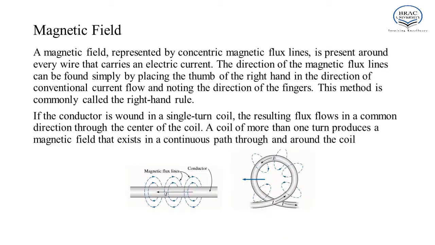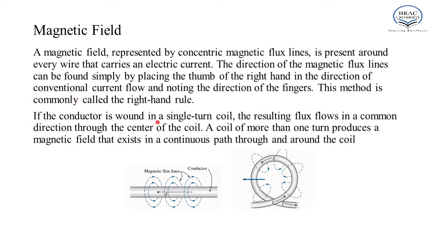Magnetic field. A magnetic field represented by concentric magnetic flux lines is present around every wire that carries an electric current. That is, any electric wire that carries a current will have magnetic flux lines around it in a circular form. The direction of the magnetic flux lines can be found simply by placing the thumb of the right hand in the direction of the conventional current and noting the direction of the fingers indicating the direction of the magnetic flux lines. This method is commonly called the right hand rule.